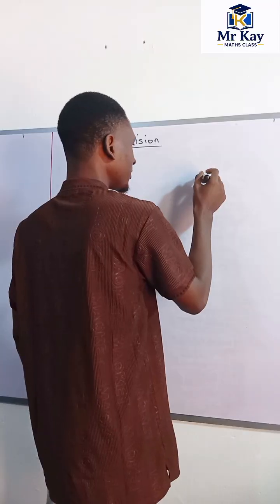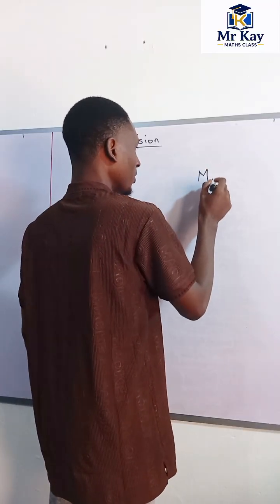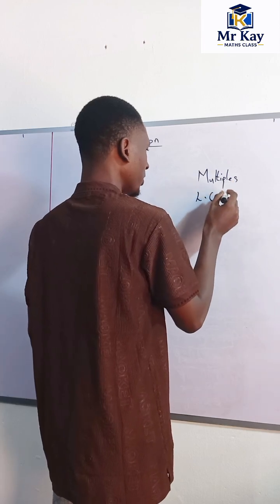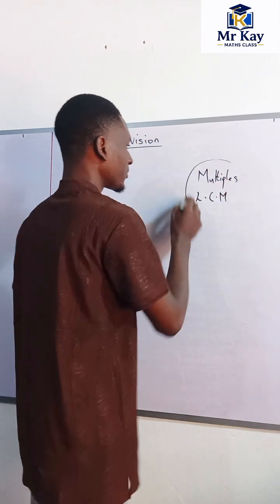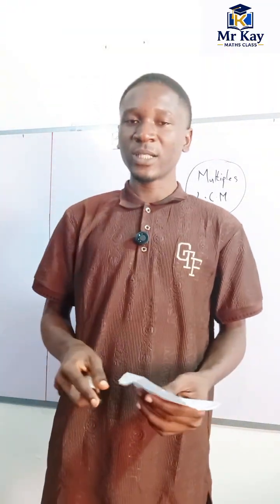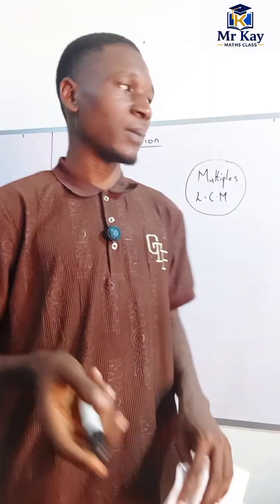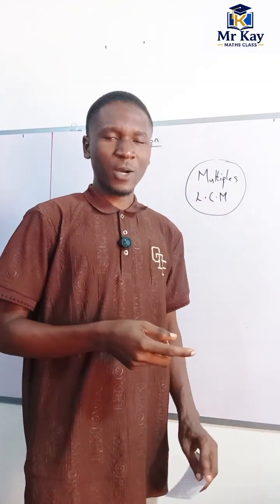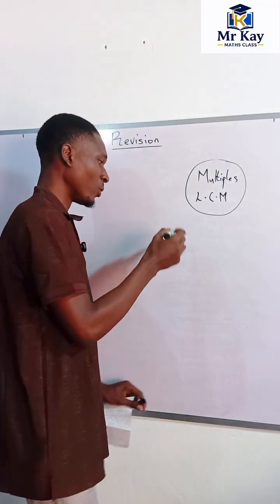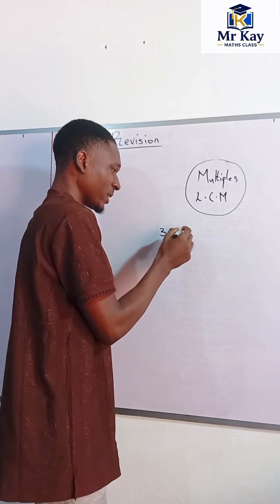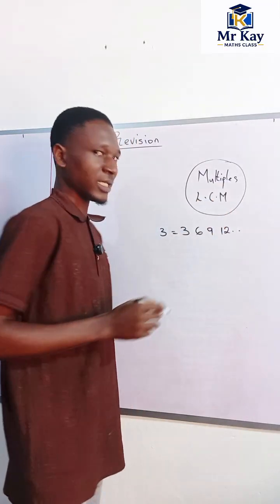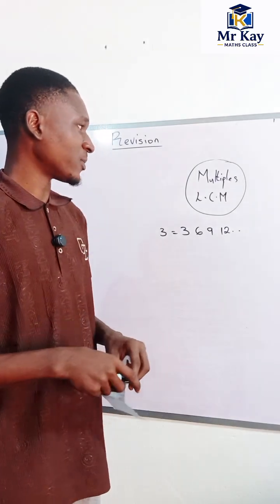The first topic is multiples and lowest common multiples. In this topic, we talked about multiples. What are multiples? Multiples are the numbers gotten by multiplying a number by a whole number. We get multiples of numbers by multiplying that number continuously, where the multiples of 3 are 3 times 1, 3, 3 times 2, 6, 3 times 3, 9, 3 times 4, 12, continuously and in that manner.